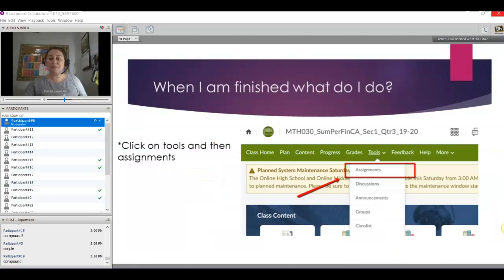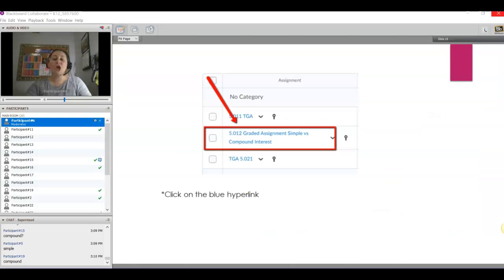All right. Let me go over how to turn in your TGA. I apologize for going through this super fast. Unfortunately, I only had you for one day with your TGA. So this is how you turn in your TGA, just in case you forgot: you go to your tools section and you go to assignments. You click on assignments, and you're going to click on the blue 5.012 TGA graded assignment right there. Do not click on the 5.011 TGA, because if you submit it in there, I will not grade it and I will just delete it, okay?